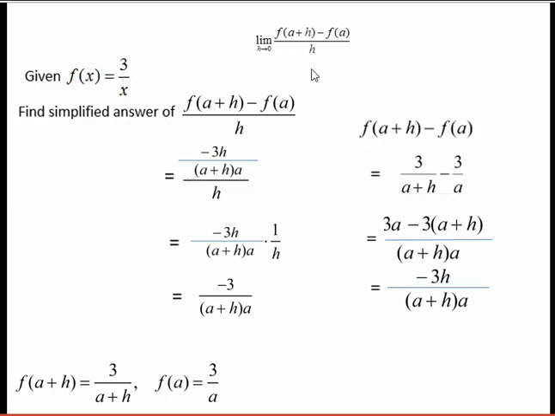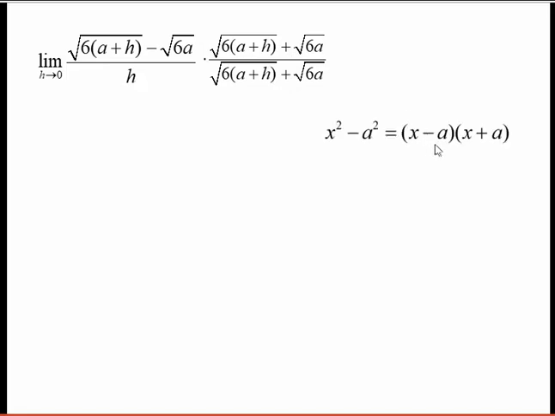Now I'm going to take this one to the limit. So when I put it here, now h approaches 0, we just replace h by 0 and then see what happens. So our final result is negative 3 over a squared.